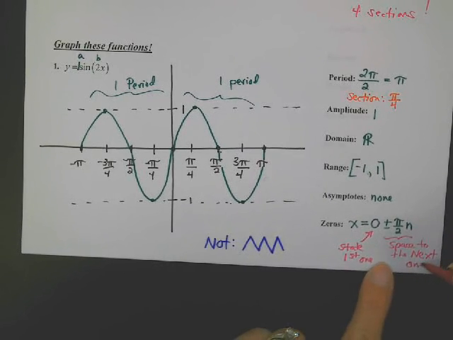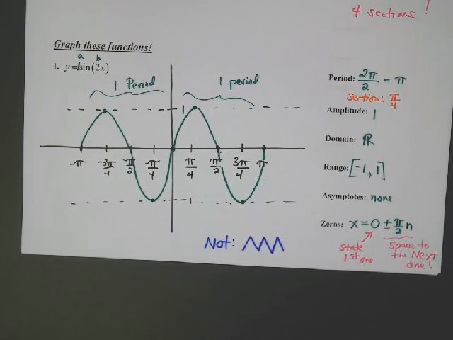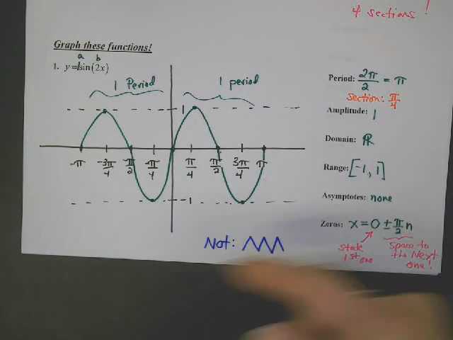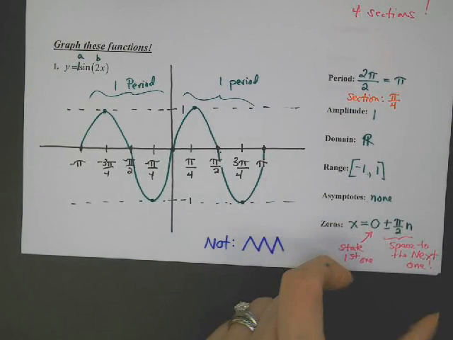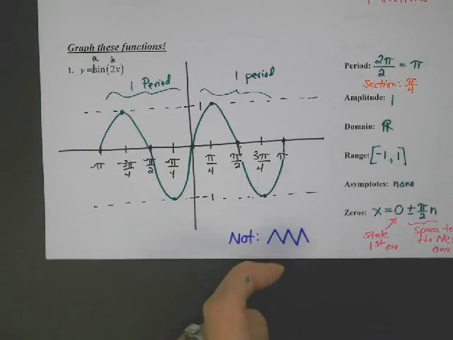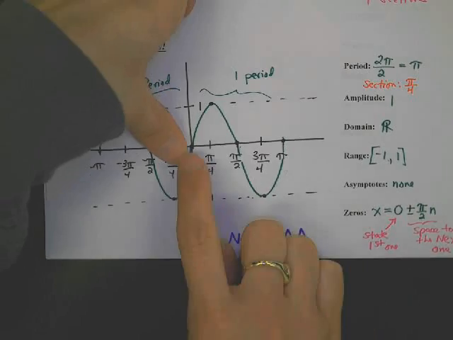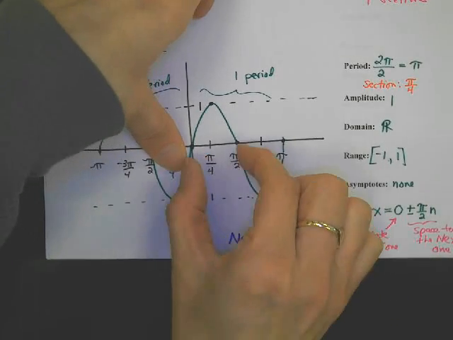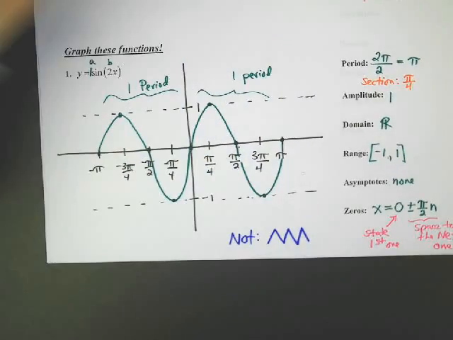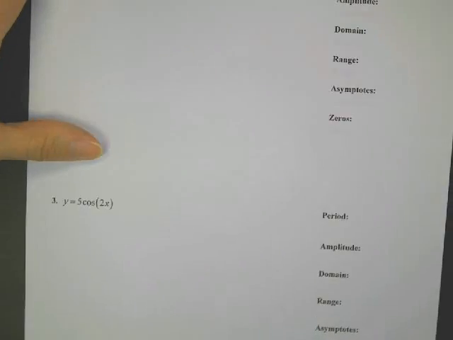The space to the next one. And the sooner you get the hang of that, the easier everything's going to be for the rest of this chapter, because that technique is how we state asymptotes and zeros for all the graphs. Find the first one, either 0 or positive, and then what's the space to all the next ones? Okay, that is a sine graph.